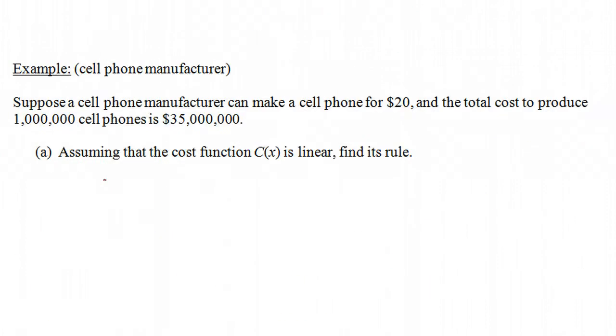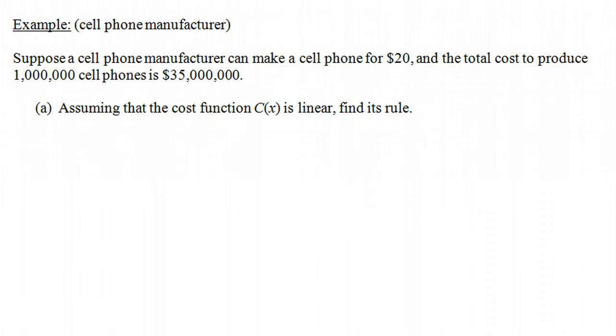Now let's look at an example. We'll look at an example of a cell phone manufacturer. Suppose a cell phone manufacturer can make a cell phone for $20, and the total cost to produce 1,000,000 cell phones is $35 million.